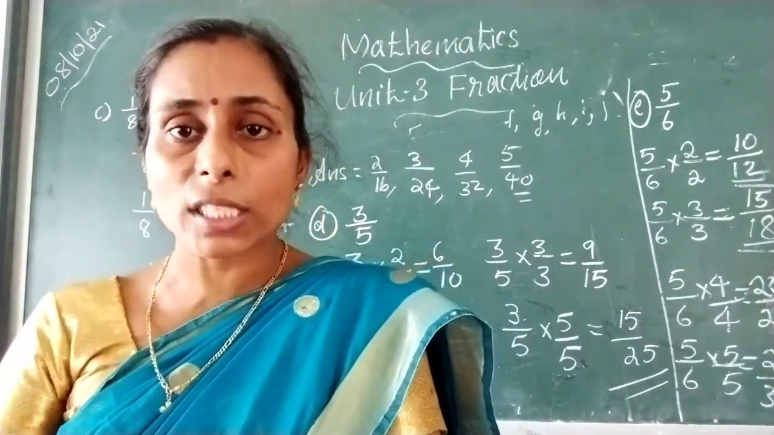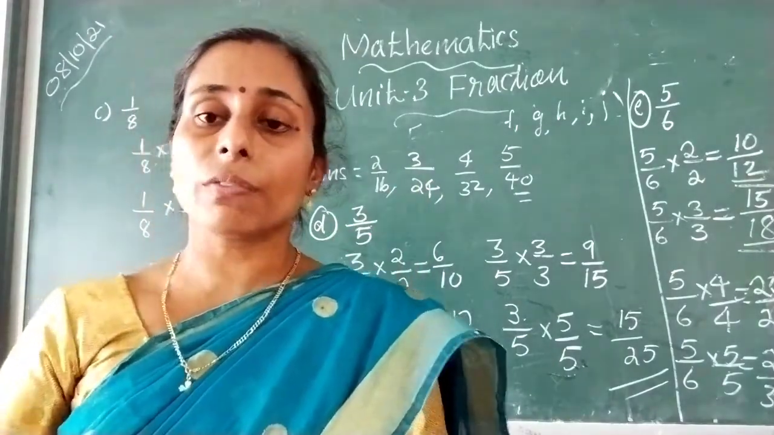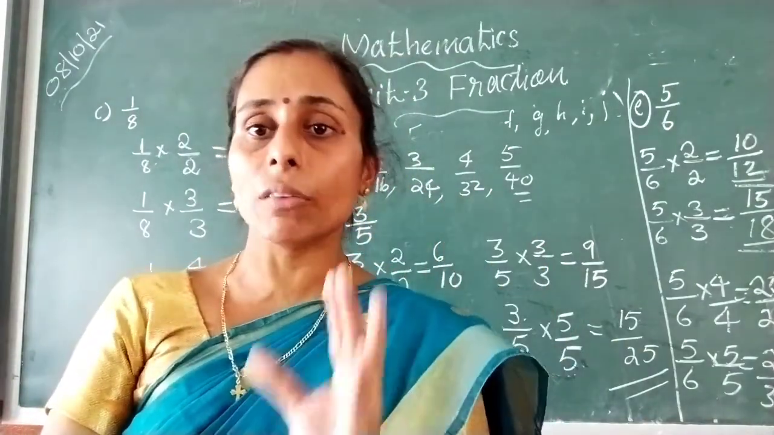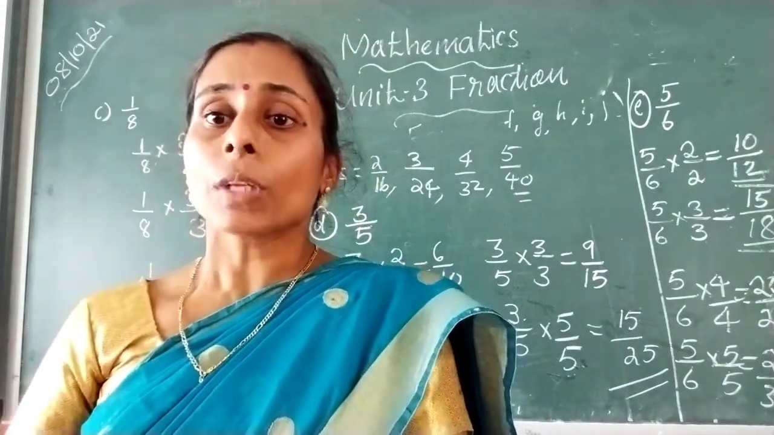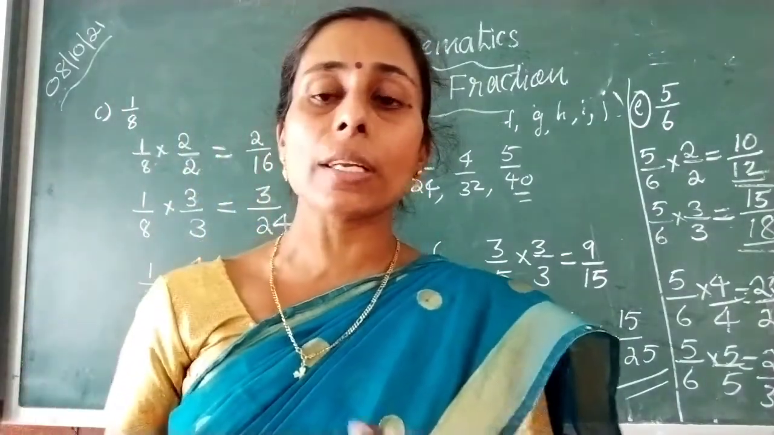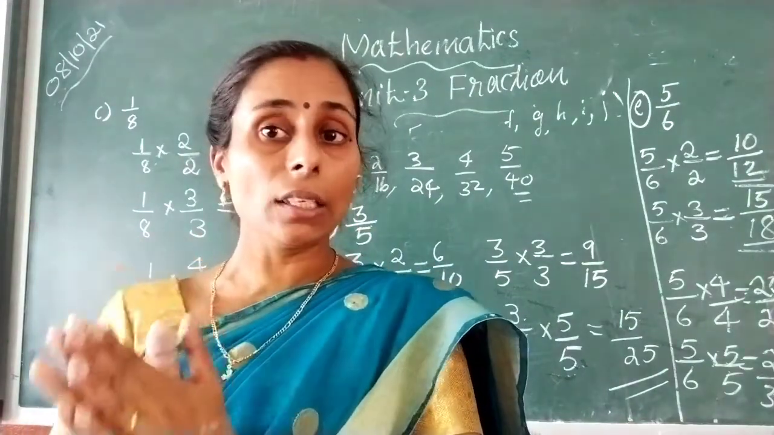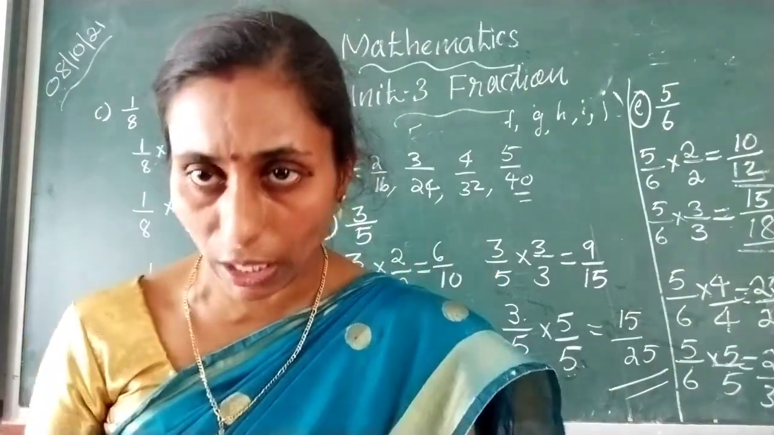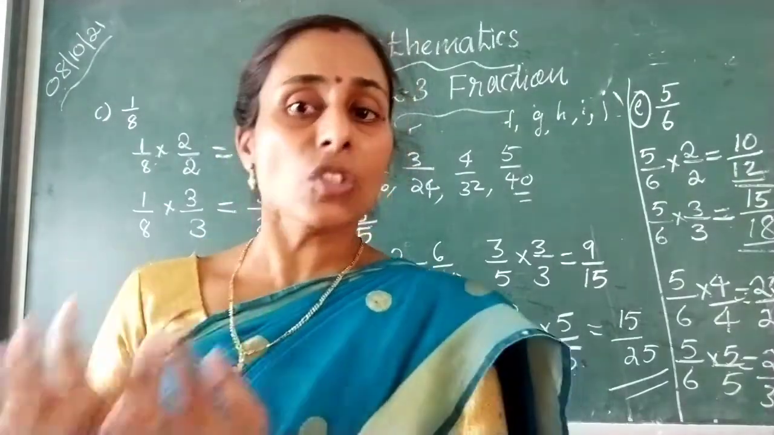What is called equivalent fraction? Even if the numerator and denominator in a fraction are different, the value of the fraction will be the same. Such fractions are called equivalent fractions. We can find equivalent fractions by multiplication and division. But in class 4th we are learning only by multiplication. So by the multiplication method, when we are finding equivalent fractions, both numerator and denominator are multiplied by the same number.